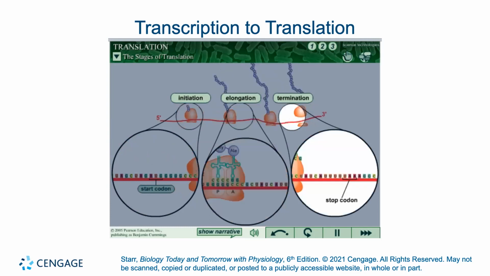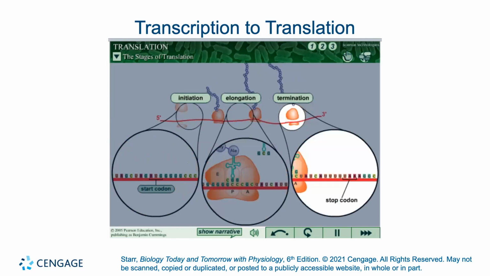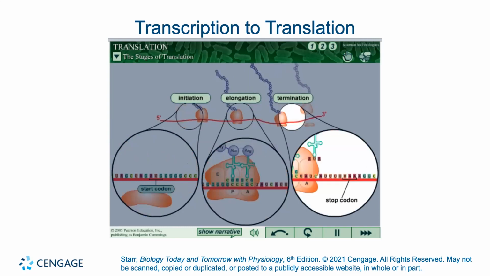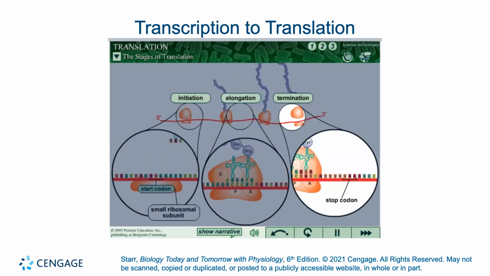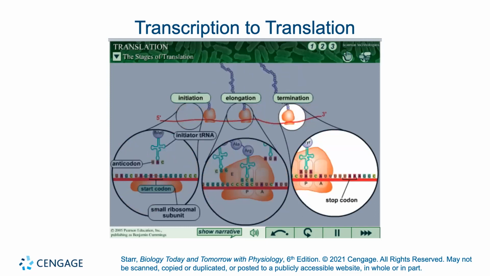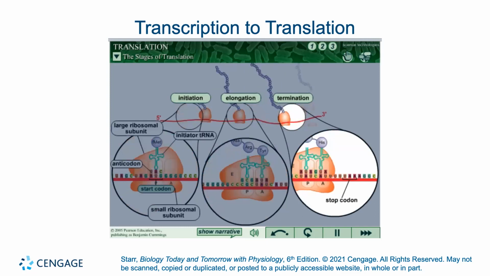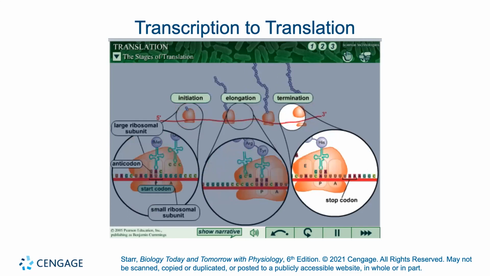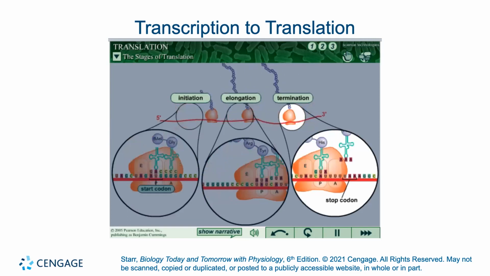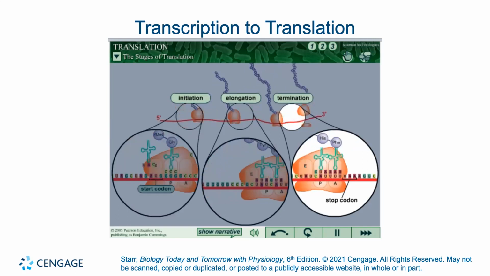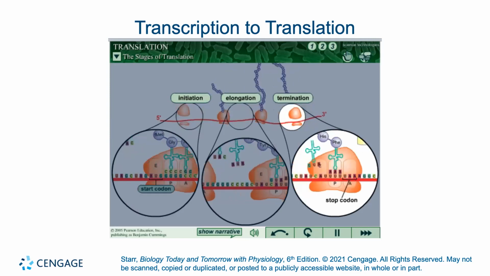When the ribosome encounters a stop codon, a protein called a release factor binds in the A site, halting elongation. This process is called termination. The ribosome separates into its 2 subunits, and the mRNA and newly synthesized polypeptide are released. The ribosomes can then be recycled to continue the process.